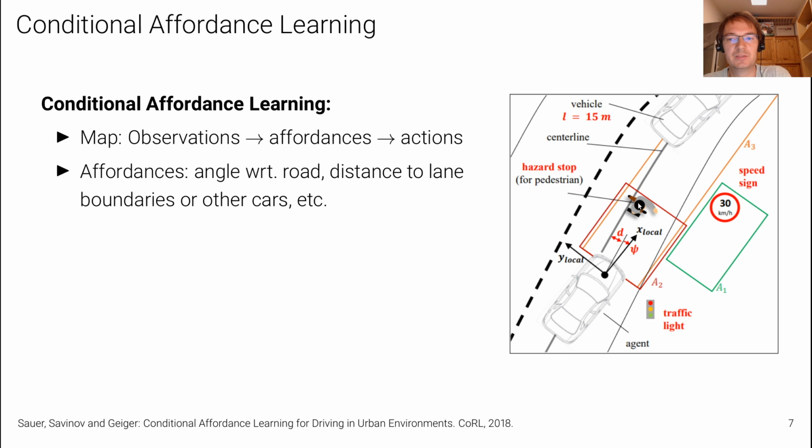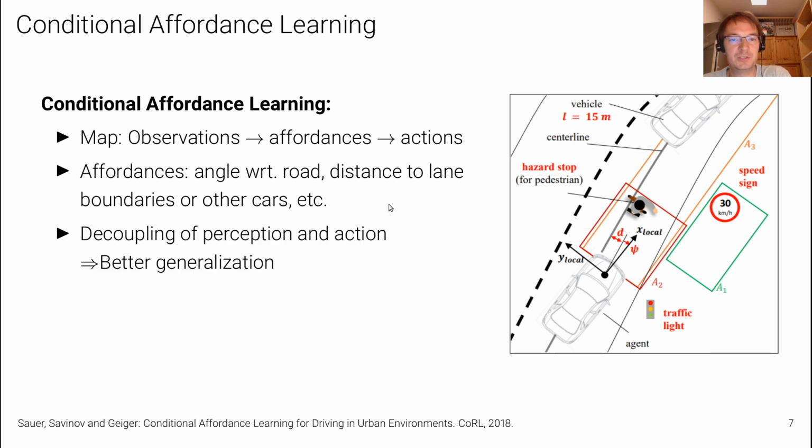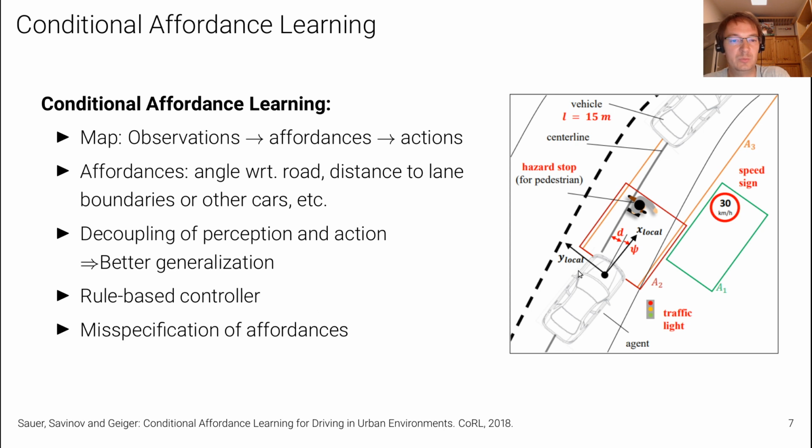These affordances are then automatically extracted from the simulator at training time to train a perception module that predicts these affordances. And at test time, a controller can take in the predicted affordances for the actual control problem. The advantage of such an intermediate representation is that it decouples perception and action and therefore has been shown to generalize better. However, in this original paper, we considered a rule-based controller, so it wasn't differentiable and trainable.